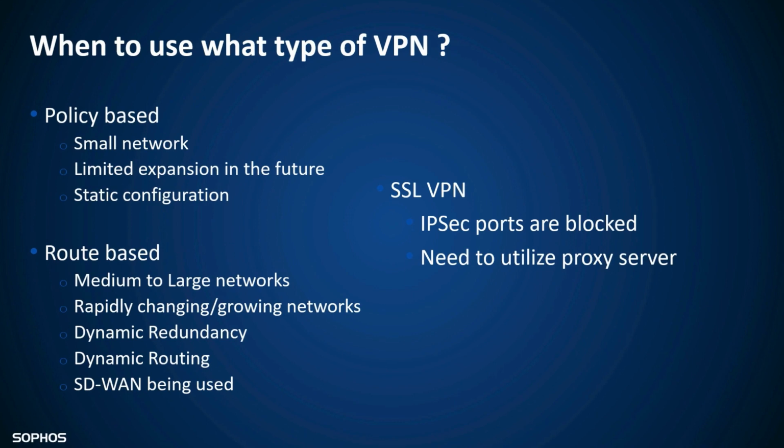So when to use what type of VPN? For policy-based, you're looking at generally a small network, maybe one network on each side, not looking to really expand anything. Maybe that appliance locally is not going to really change. No networks are going to change. Nothing's really coming. It's very static, so you don't have to worry about it.